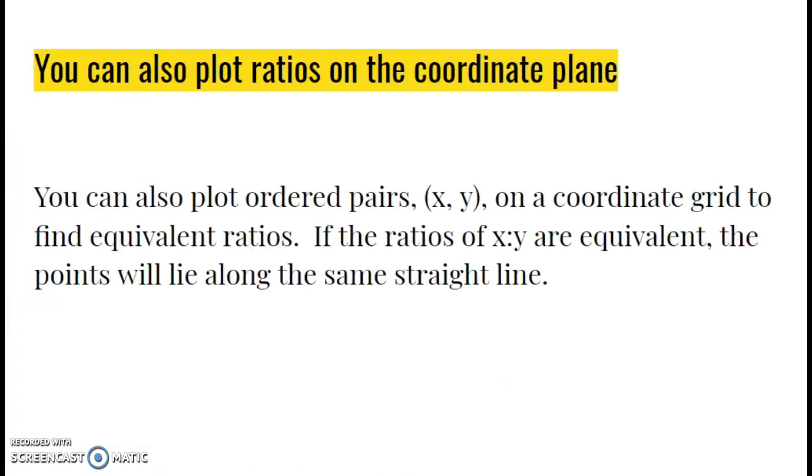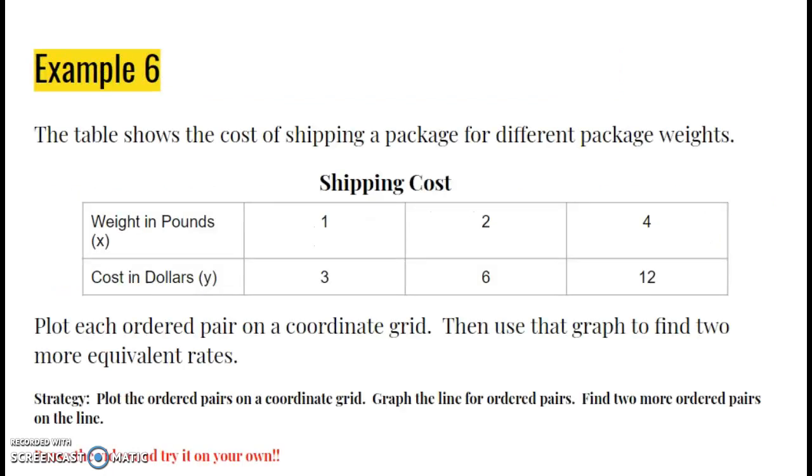Remember, we've been using the coordinate plane, and you can also plot ordered pairs on a coordinate plane to find equivalent ratios. If the ratios of x and y are equivalent, the points will lie along the same straight line. So I'm going to show you some examples of that, but I want you to try one on your own first. So let's look at example 6.